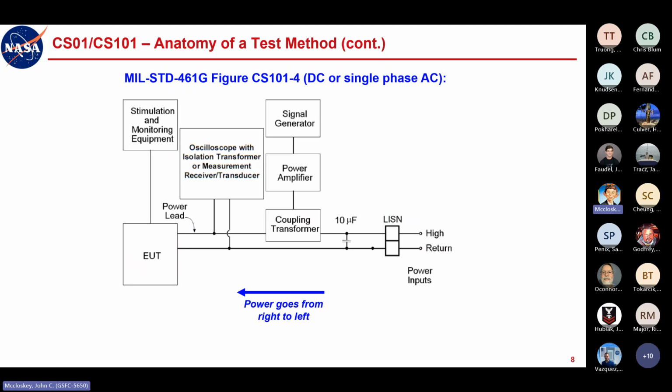But note right here, they put this 10 microfarad capacitor in place to bypass the LISN impedance. So if you're using LISNs, which, the whole discussion from the last session was why I don't want to use LISNs. But if you're using a LISN, you've got to put a capacitor here to bypass the LISN impedance, because that LISN impedance will drop a significant amount of your injected potential, certainly at lower frequencies.